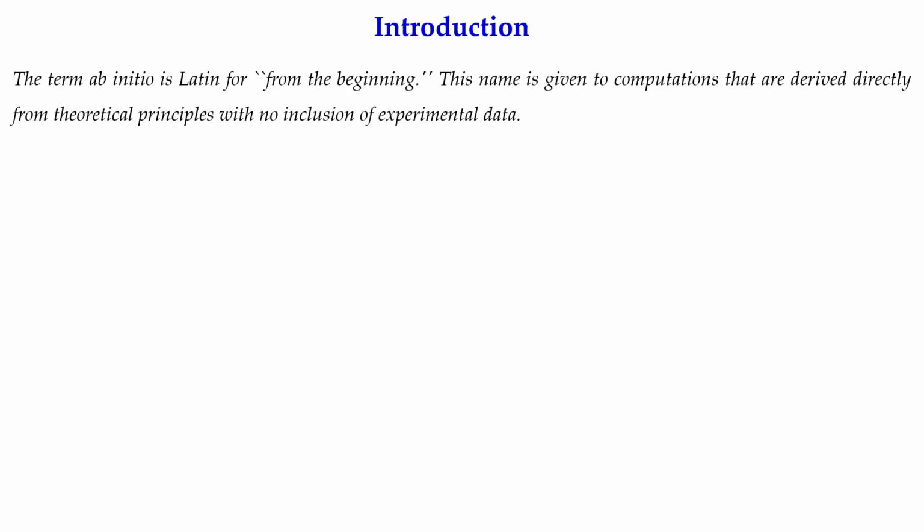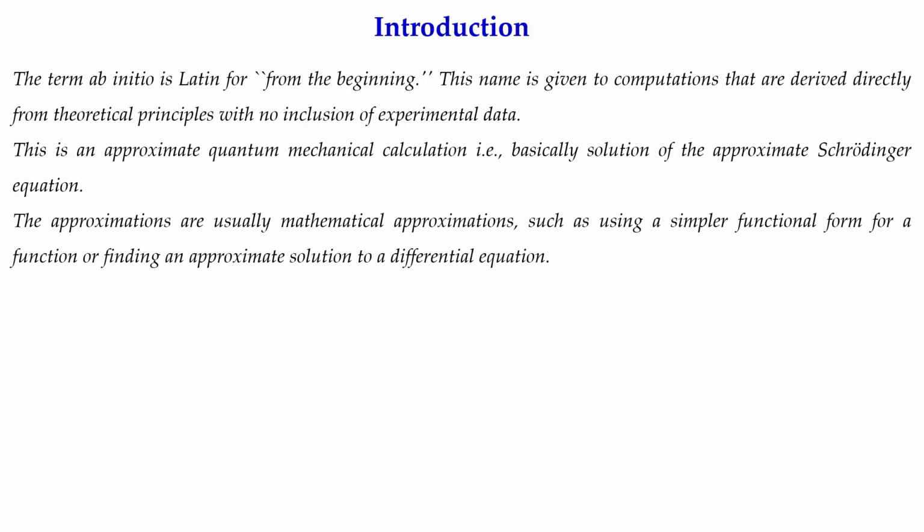Like in the last class also you have seen that in molecular mechanics we have parameterized things, like the values of bond strengths and force constants, which we have all taken from experiments. But in the ab initio method, only theoretical principles are used, and no experimental data will be included here. So this is basically what we do.